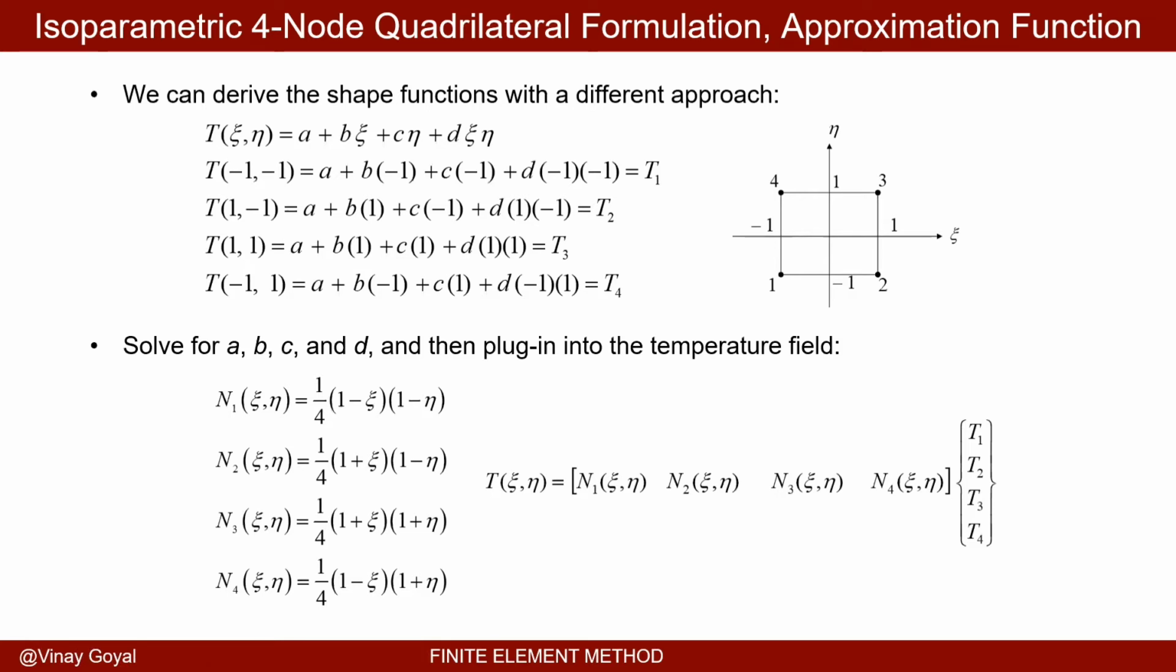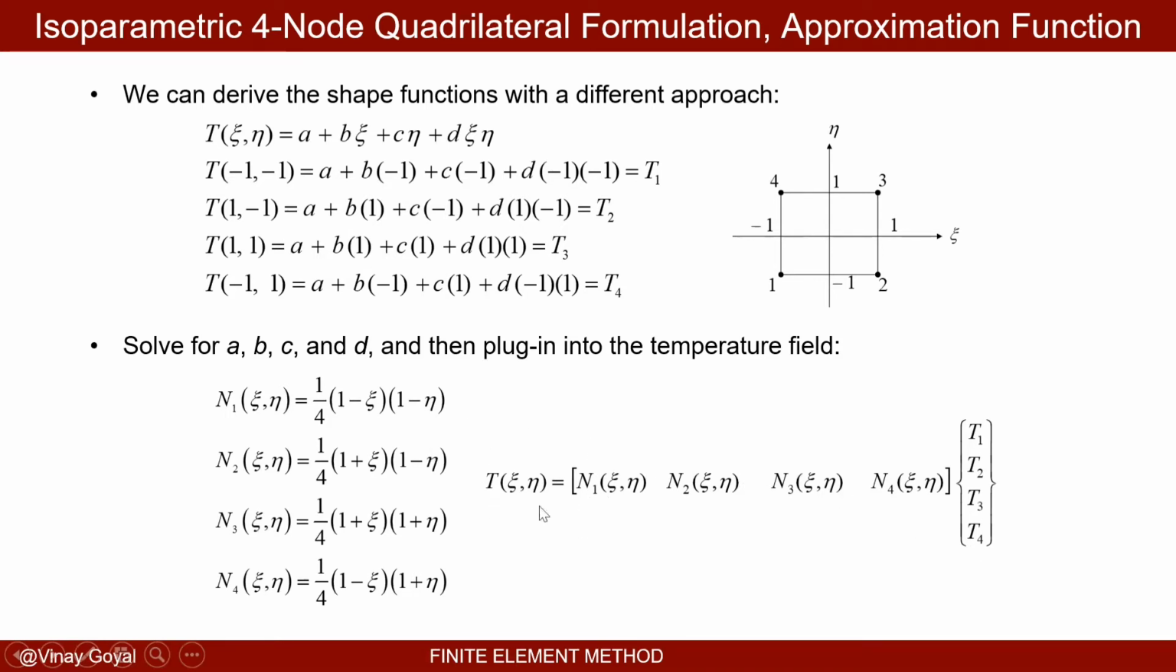Another way to derive the shape functions is to use this equation, make this equation equal to T1 at -1, -1 here, and so forth. So just basically plug in here the values of these coordinates and then determine A, B, C, and D in terms of T1, T2, T3, T4. When you solve it and you plug it into the temperature field, you will get that the temperature is going to be equal to the shape functions times this column vector.